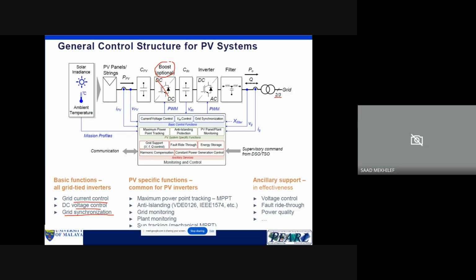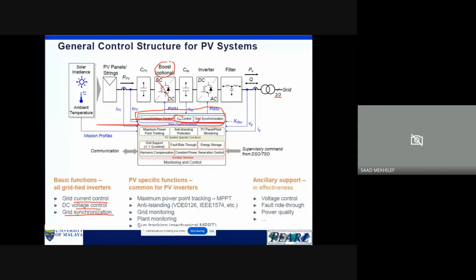You can see here the VDC, and then we have VDC control here. And then also we have voltage and current control. We have grid synchronization. These are the basic ones. This is the first layer. Okay, this is the first layer: basic functions of any grid connected PV system. Then we have what you call PV specific functions.